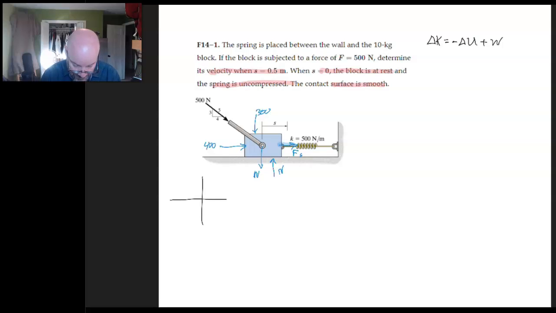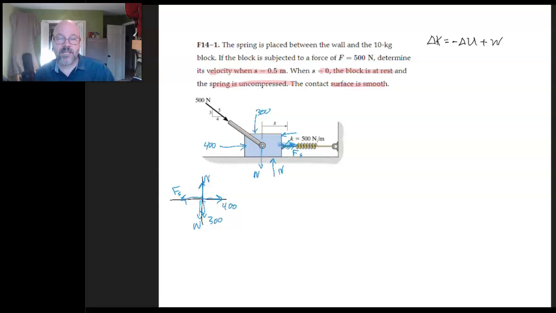So here's our axes. We'll keep it simple. No need to tilt or anything. I'm going to have 400 over here, 300 down. The weight is down. Normal force is up, and then the spring force is, I've drawn it wrong up here. My spring force is actually pushing against us. So here's our spring force right here, just like that. Okay.